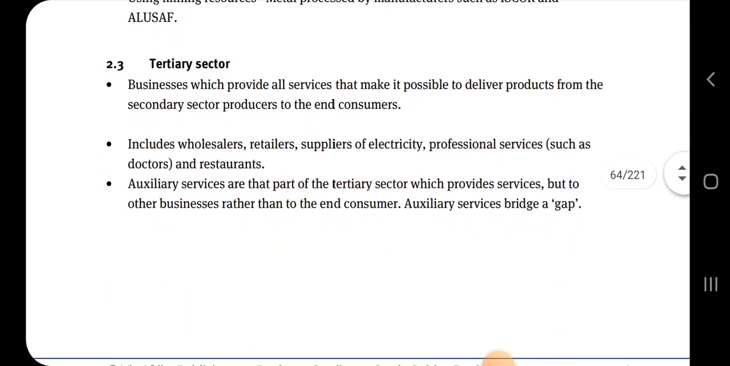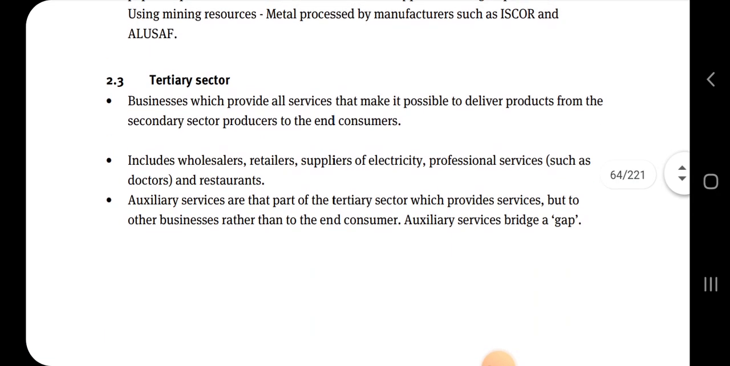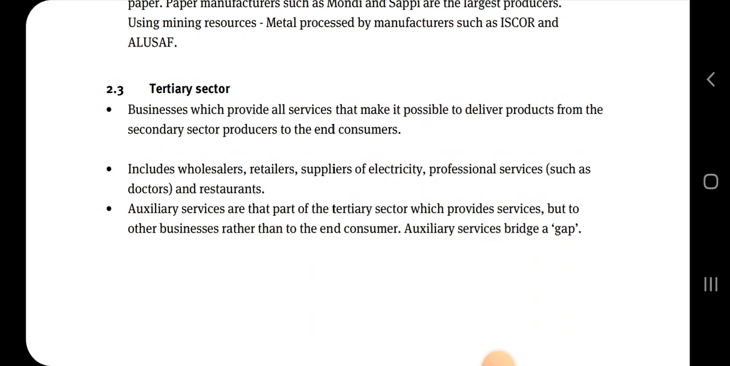And then in the tertiary sector, there are businesses which provide all services that make it possible to deliver products from the secondary sector to the end consumers. So there are businesses who get products from the secondary sector to the consumers. Those are businesses in the tertiary sector. So it includes wholesalers, retailers, suppliers of electricity, professional services such as doctors, and restaurants.